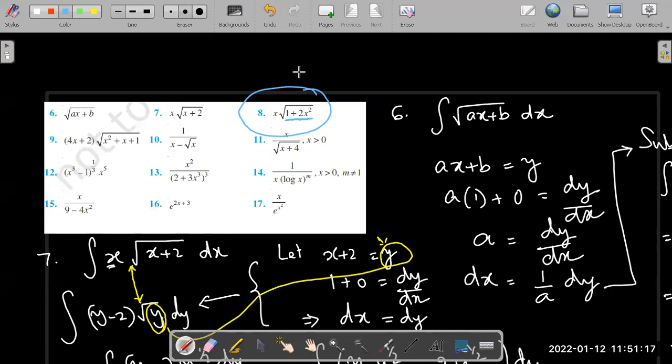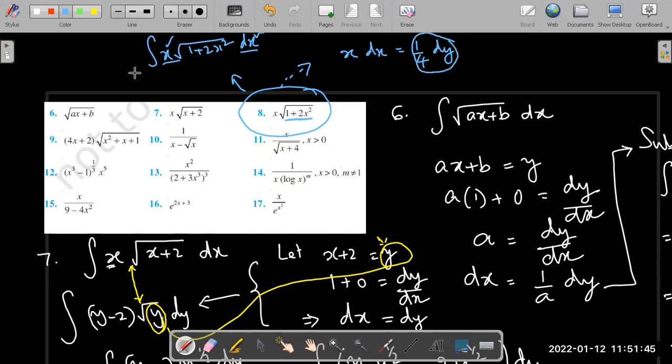dx equal to 1 by 4 dy. This is what you got, right? I'm sure you had started this with the integral. If you don't write this integral, I don't think you will be able to proceed. So after doing this, you have x and you have a dx. That means this can be substituted by 1 by 4 dy. And how about this? That is root y. So you have root y into 1 by 4 dy.